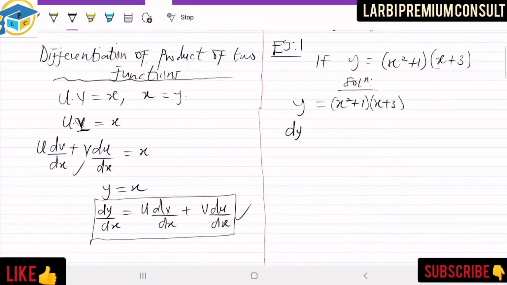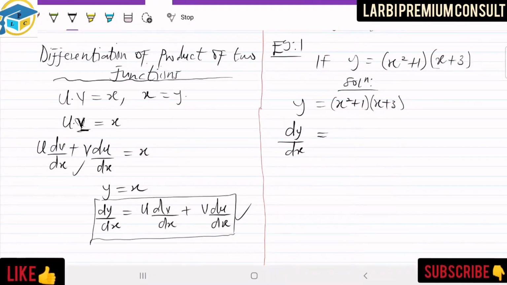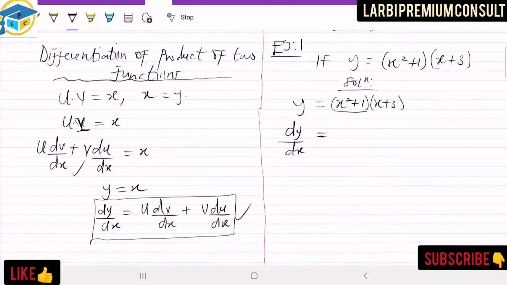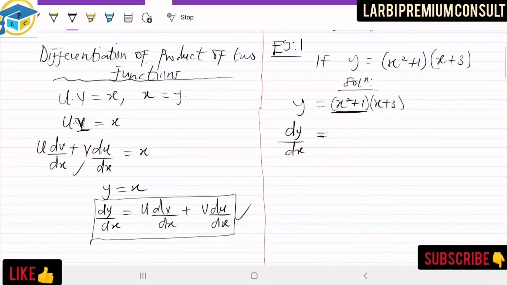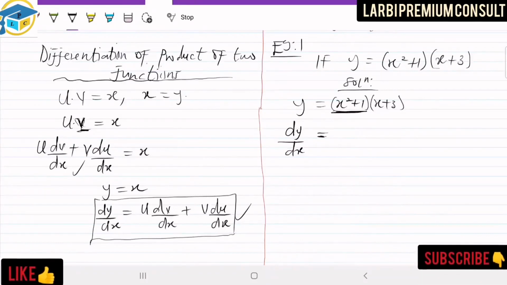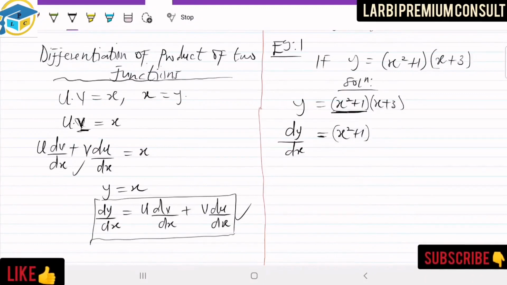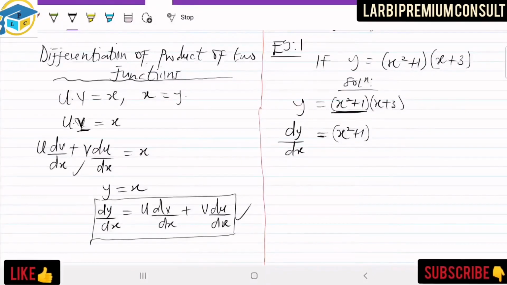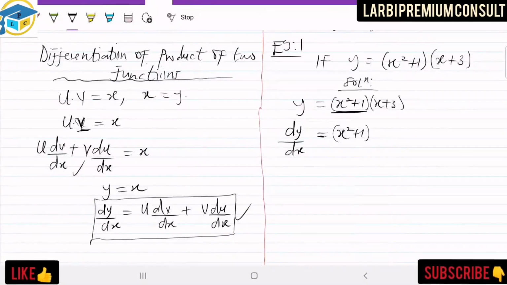Your dy over dx is going to be, you first of all hold this function, and you differentiate x plus 3. Here you're going to differentiate them individually. So you differentiate the x and differentiate the constant. I believe that is clear. So I'll hold x squared plus 1, and that is going to be within here. And I'm going to differentiate x plus 3.